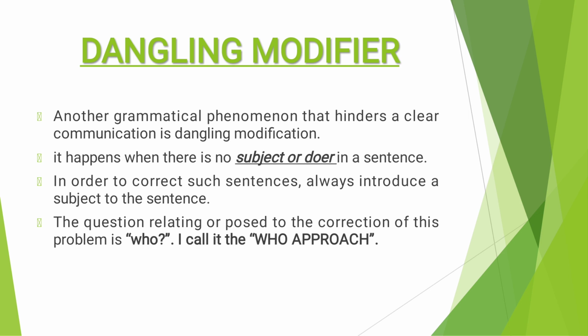The question relating or posed to the correction of this problem is who. Who did what is in the question? Who performed what is in the question? Who is the subject in the question? Who is the doer in the question? Who approach? Who? So after reading the question, you ask yourself, who? If there is no doer in the question, then it is not ambiguity.